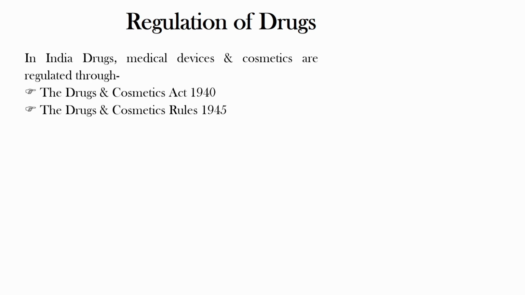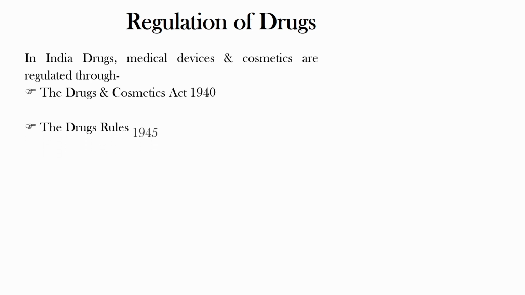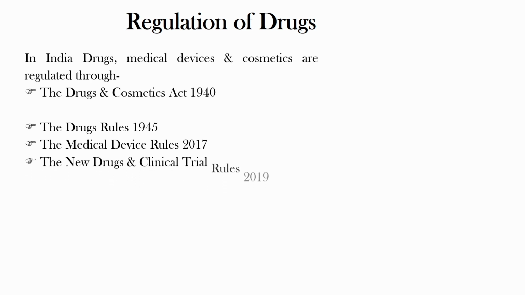It should be noted that the Drug and Cosmetic Rule 1945 has been replaced by four different rules. Now, for drugs, there is the Drugs Rule 1945. For medical devices, there is the Medical Device Rule 2017. For new drugs, there is the New Drugs and Clinical Trials Rule 2019. And for cosmetics, there is the Cosmetic Rule 2020.